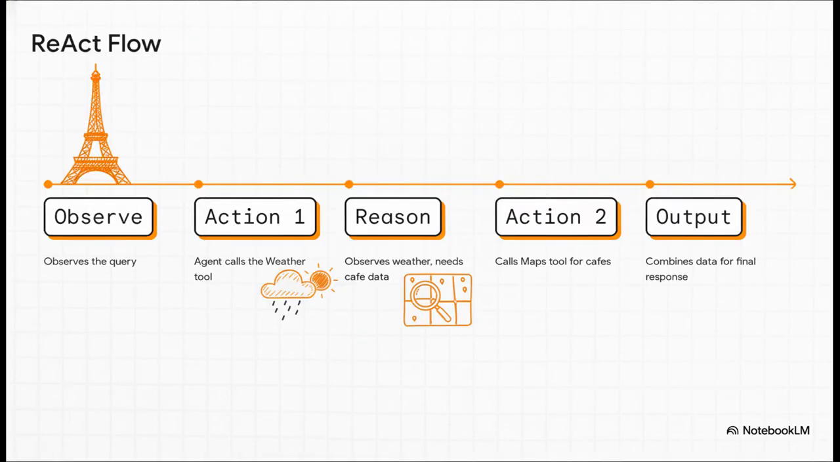Let's follow this React timeline for our Paris query. First, it observes the query. Then, it acts by calling the weather tool. Next, and this is the absolute key part, it observes the weather data, reasons that it is still missing the cafe data, and acts again by calling the maps tool. Only after gathering all those puzzle pieces does it finally generate the final output.